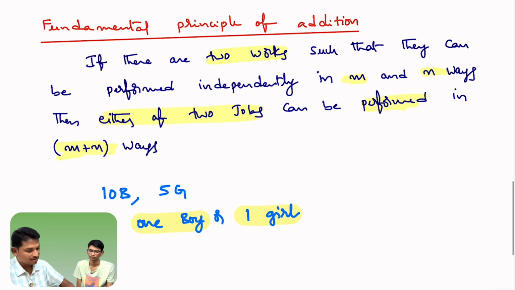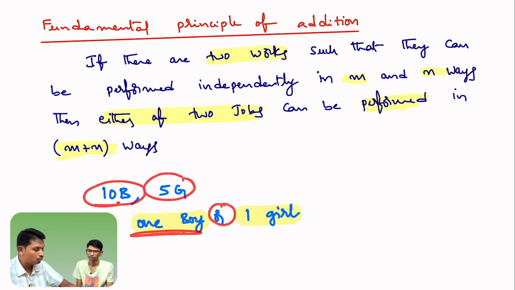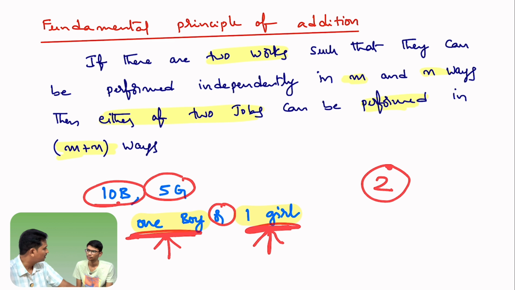Now you observe this. In a class there are 10 boys, 5 girls. The teacher wants to select one boy or one girl. What is the difference between this and the last one? In the last example, one boy and one girl means the teacher must select 2 persons. One is a boy and one is a girl.